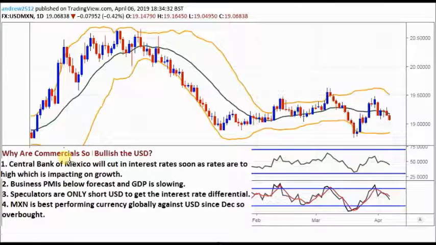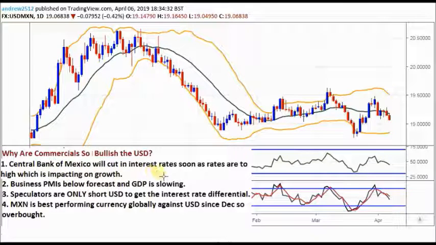Just before we do, I'm going to look into why the commercials are so bullish of the USD. You can, of course, just go with the commercials, as I've said in many videos, but we like to know why they're bullish because it gives us more confidence in the trade. So I'll just go through the reasons.